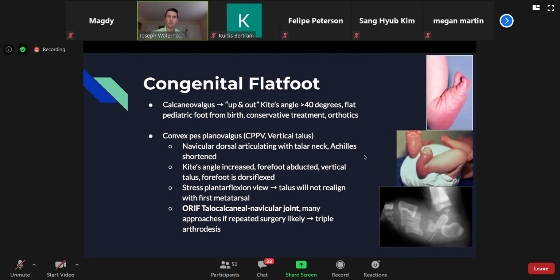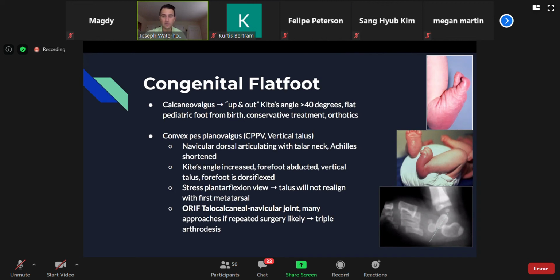All right, congenital flat foot. So you have your two forms, right? Your calcaneovalgus, which is not really discussed a lot, I'd say. However, it is something to recall because it presents different than a convex pes plano valgus. And the point of doing a convex pes plano valgus stress plantar flexion is, or stress dorsiflexion, what did I say? Plantar flexion, yeah. So if it realigns, then it's technically more of a calcaneovalgus, meaning that it's a flexible deformity. If it doesn't, then it's convex plano valgus, and then not that the patient's screwed, but that's obviously a much more significant deformity.